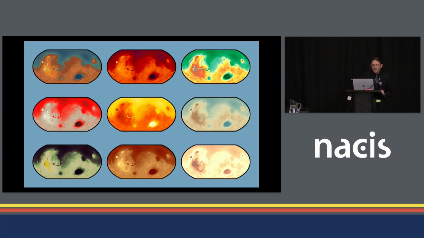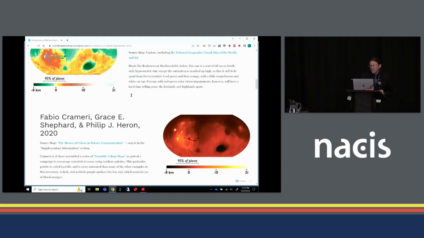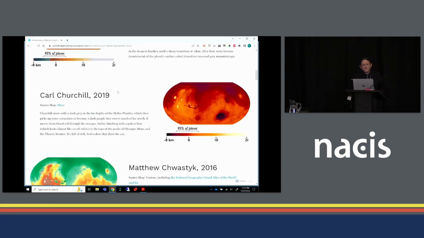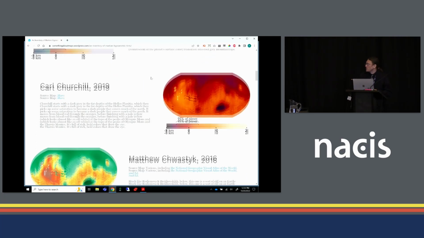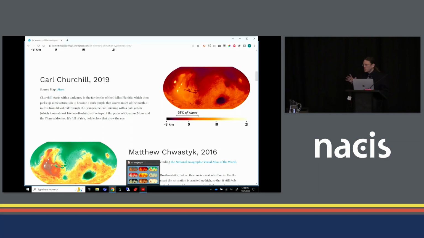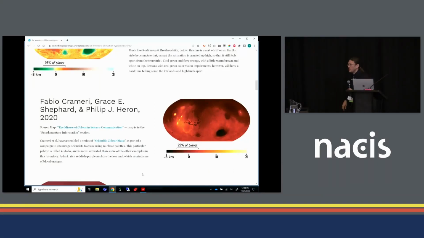It's one that I noticed, for example, when I was preparing this talk. I've noticed that there's sort of a cluster of 3 or 4 different color schemes that hang together a little bit more with each other and look a little less like the rest of everything else. This one by Carl Churchill is an example of that. It's sort of got these rusty reddish orange hues, and then if I scroll down, you can see this one by Fabio Cramieri and colleagues, which looks kind of like a darker version of that.